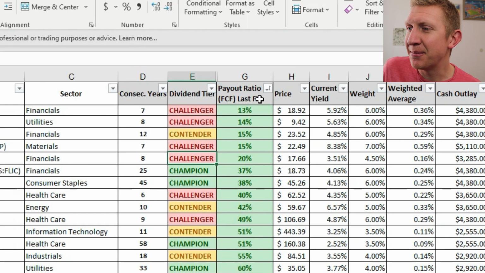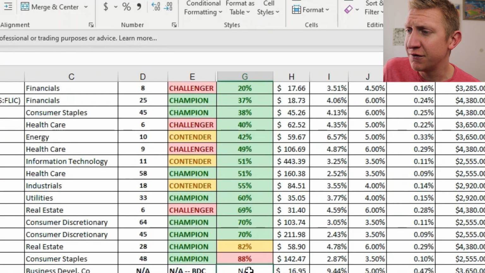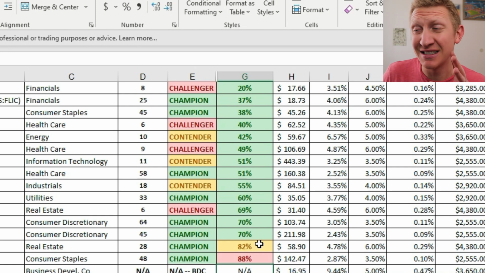If we look here at the dividend payout ratio, you can see that most of my dividend stocks that I own have dividend payout ratios based on free cash flow of less than 50%, 60%. Although if we scroll down here, I do have a few that pop over 75%. I will explain what those are in just a second and why I chose those specific dividend stocks.